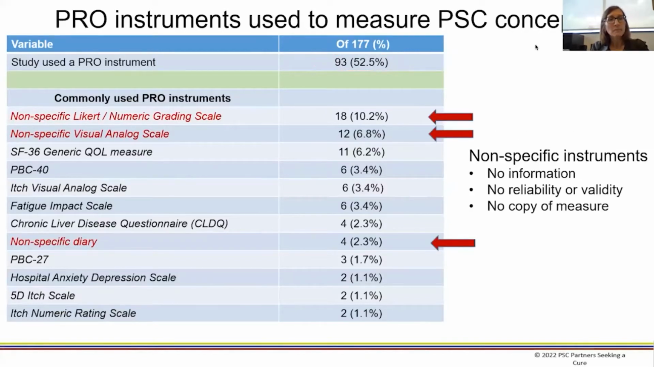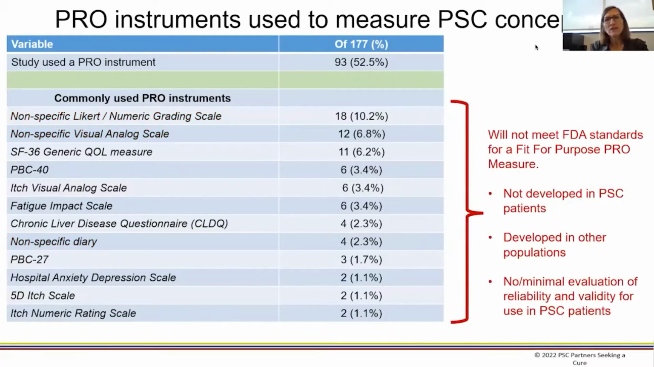This is a list of the most commonly used PRO instruments in PSC studies to date. And I've highlighted here a number that we described as non-specific rating scales, visual analog, or diaries. And what this means is that in those articles, there was barely any information about the instrument. There was no citation, no reliability or validity information, and no copy of the measure put into the appendix. So these are PRO measures that are not going to meet FDA standards for a fit for purpose PRO measure. They weren't developed in patients with PSC, they were developed in other patient populations, and they provided very minimal evaluation of the reliability and validity for use in PSC populations.